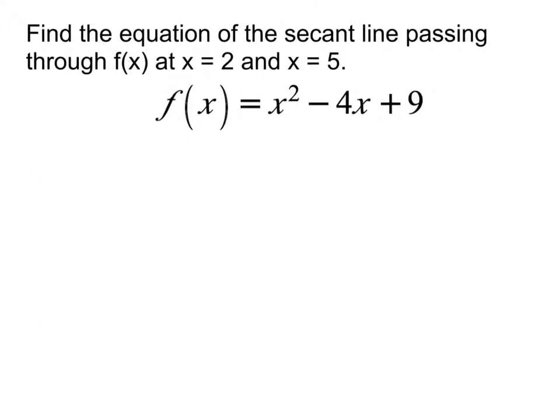So to finish up now, I'd like us to write the equation of the secant line passing through f of x at the same x equals 2 and x equals 5 as the last problem was.